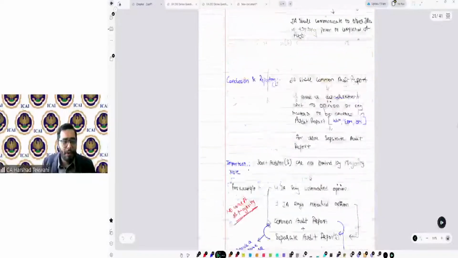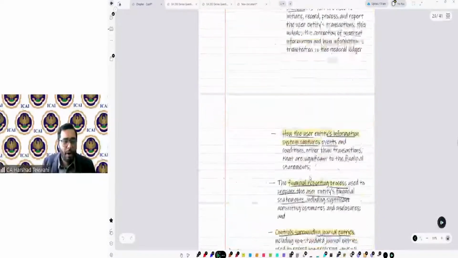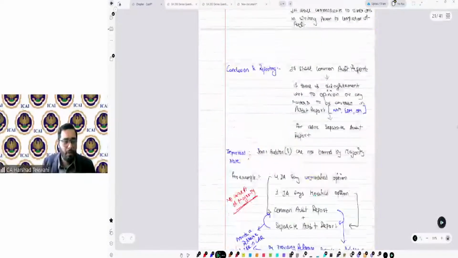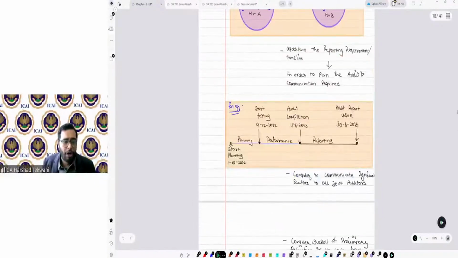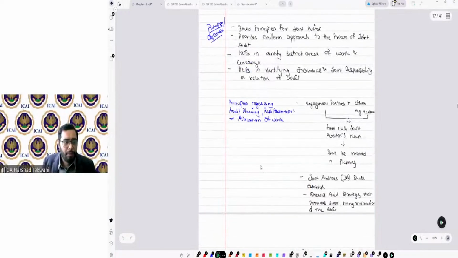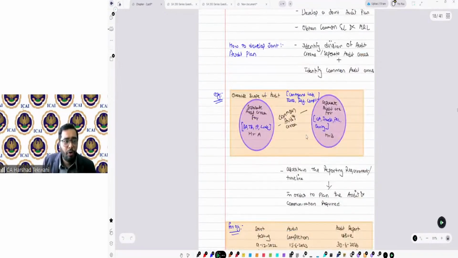At the time of SA 299, we were discussing planning with respect to your joint audit, how to do planning of a joint audit. Remember the principles regarding audit planning, risk assessment, and allocation of work in case of a joint audit. Same way, how to develop a joint audit plan. So some portion we have already discussed with respect to planning.